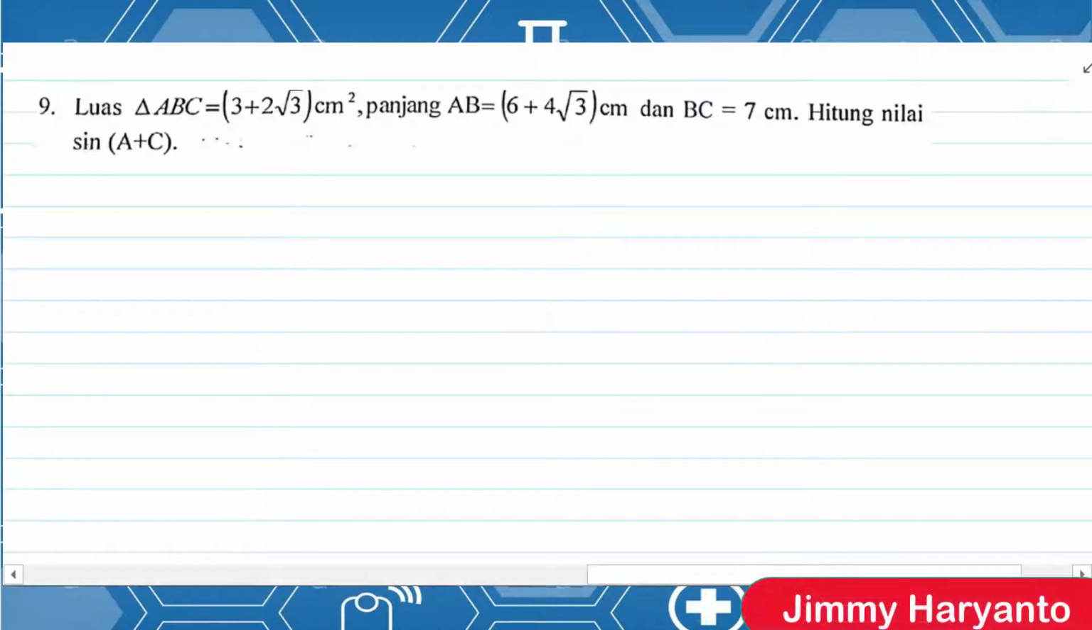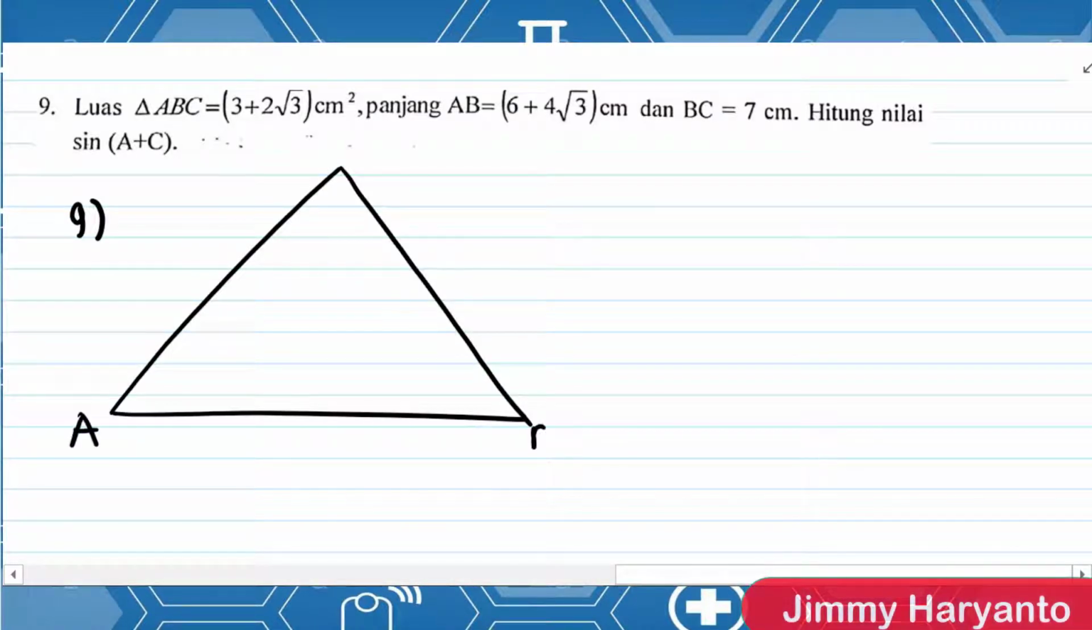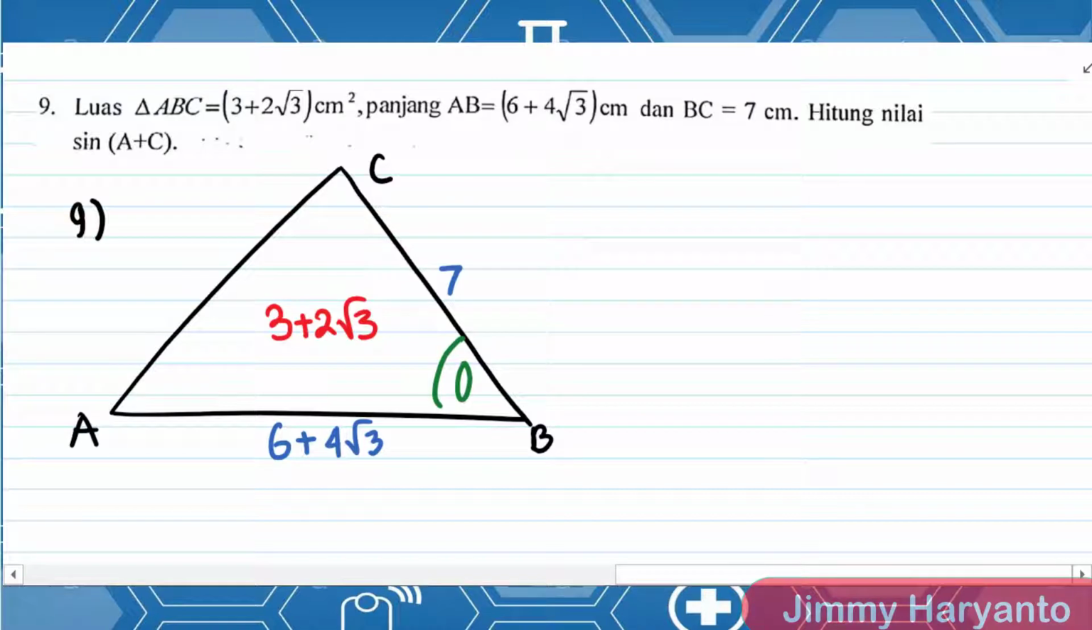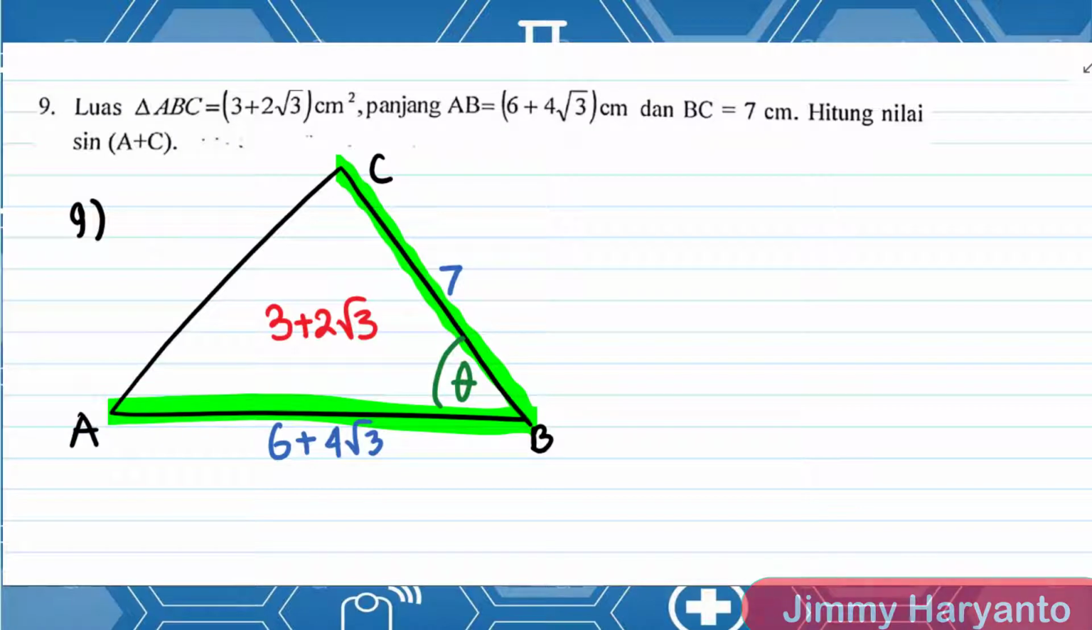Next is number 9. For number 9, I will have a triangle with area like that. So I will have this triangle A, B, C, and then the area is 3 plus 2 square root of 3, and then the side AB is 6 plus 4 square root of 3, and then BC equals to 7. For this area, I will have this angle, because to use the area rule, we have to use these sides, and the angle between them is theta.